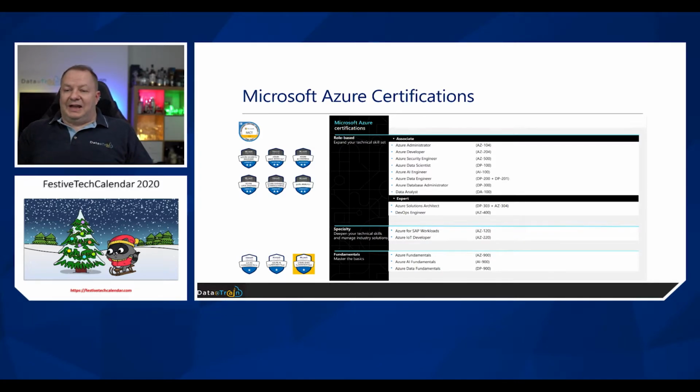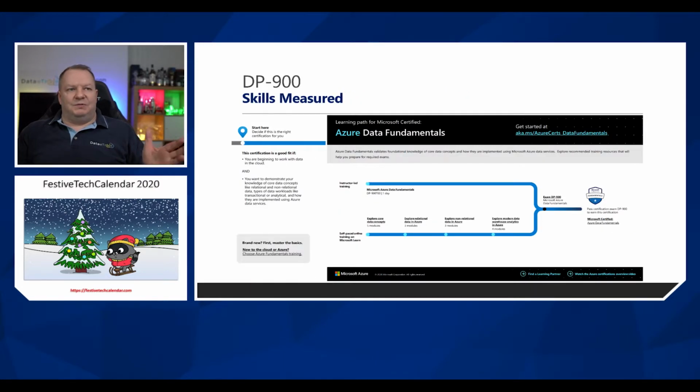So let's go have a look at the Azure Data Fundamentals, the one in yellow at the bottom there. And this is the one we're going to focus on, the DP-900. So what's in here? What skills do we measure? We're going to explore the data concepts, relational, non-relational, and analytics workloads.